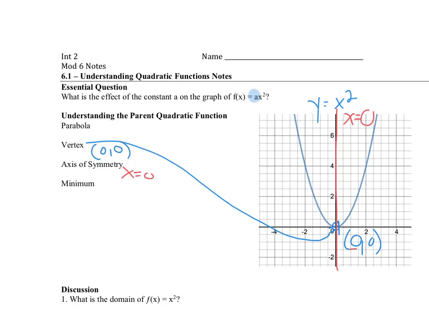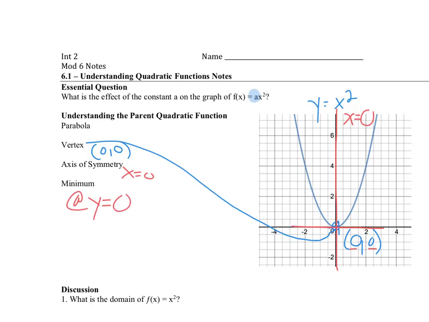And then on this one, we have a minimum. Since our graph opens up, we have a minimum value. There's nothing that goes below that point there. If our graph opened the other way, which we'll see in a little bit, we will have a maximum. So maximum is the highest value, minimum is the lowest value possible. And so we would state that we have a minimum at y equals 0 in this case, because that is the y-coordinate of our vertex.